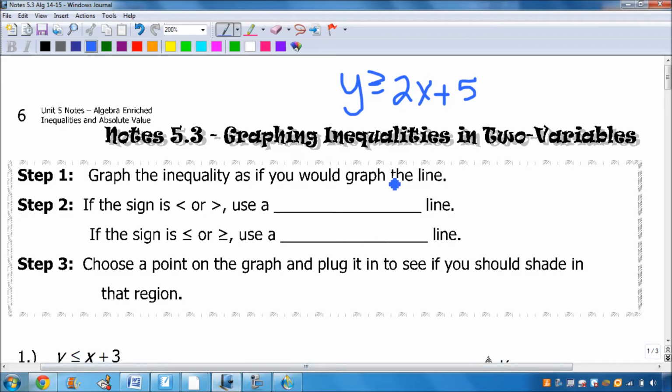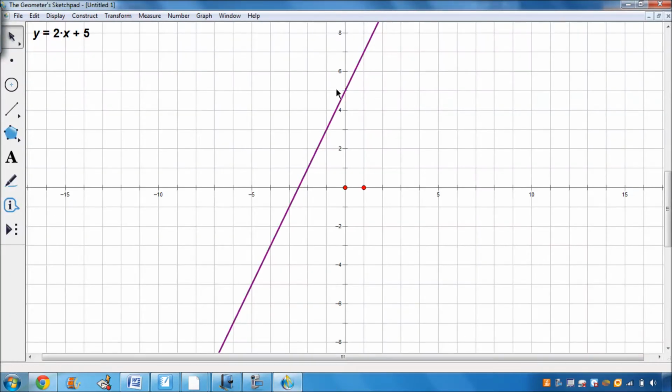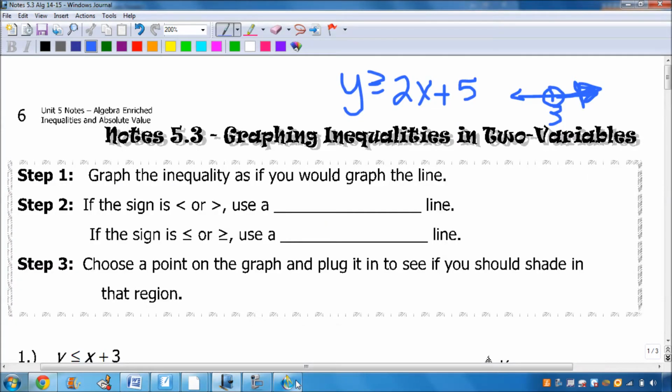First thing we need to do is graph the inequality as if you'd graph the line, just like I showed you right here with this 2x plus 5. But if it's less than or greater than, when it's on the number line, if you guys remember, we said that it would be an open circle right here on 3, correct? But we can't put an open circle on an entire set of points. So what we do instead is we use a dotted line. Okay, so we'll say that it is a dotted or a dashed line. And then if it's less than or equal to or greater than or equal to, we'll use a solid line, because remember, solid lines mean that it works on that line.